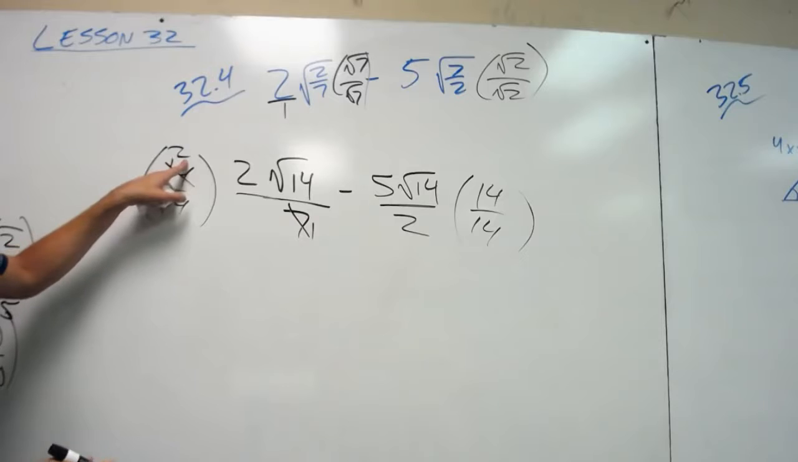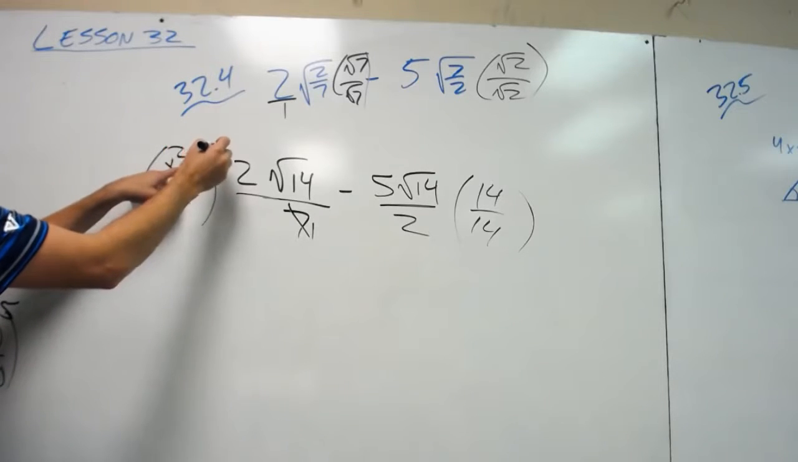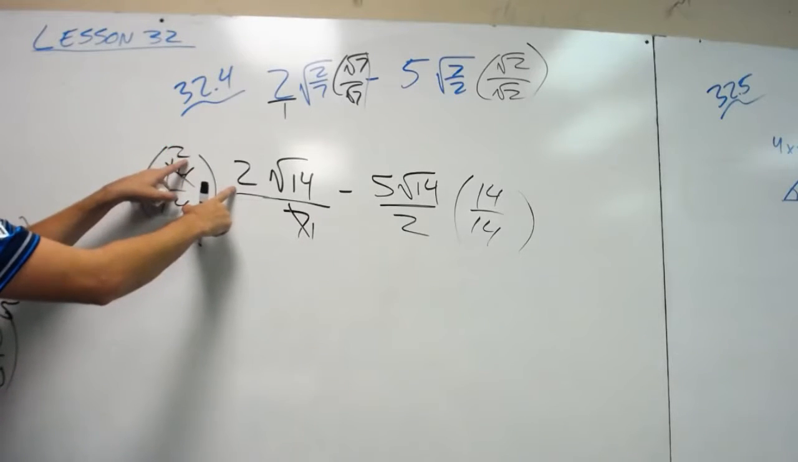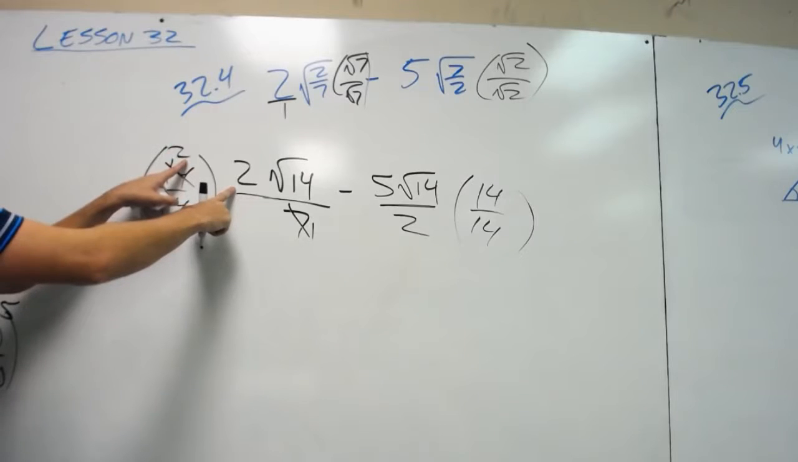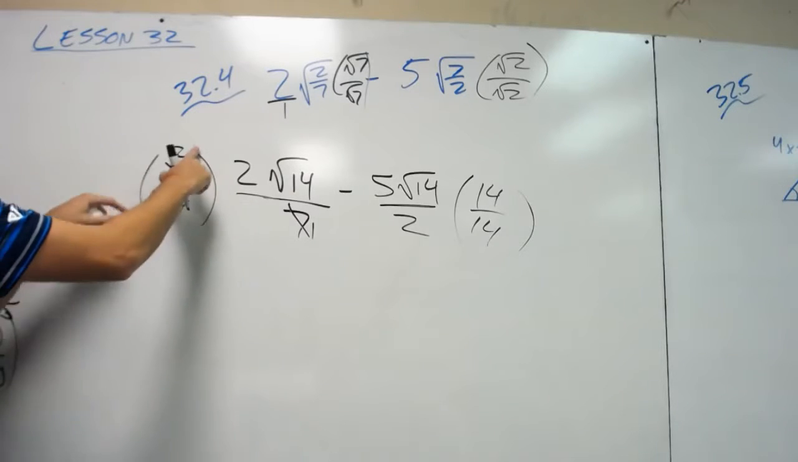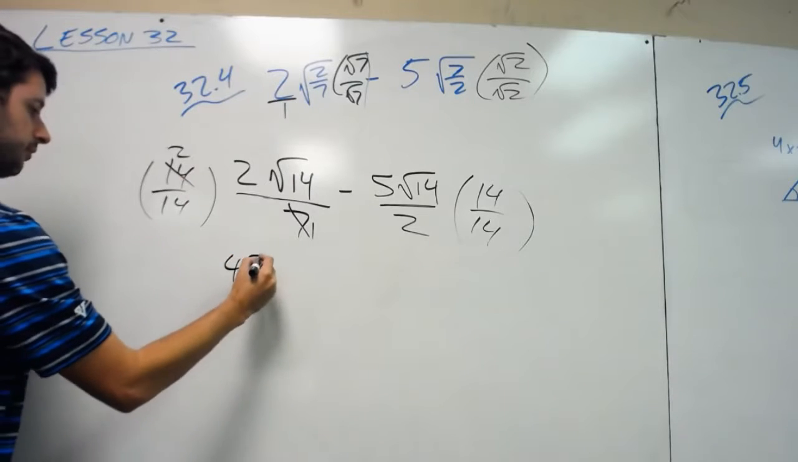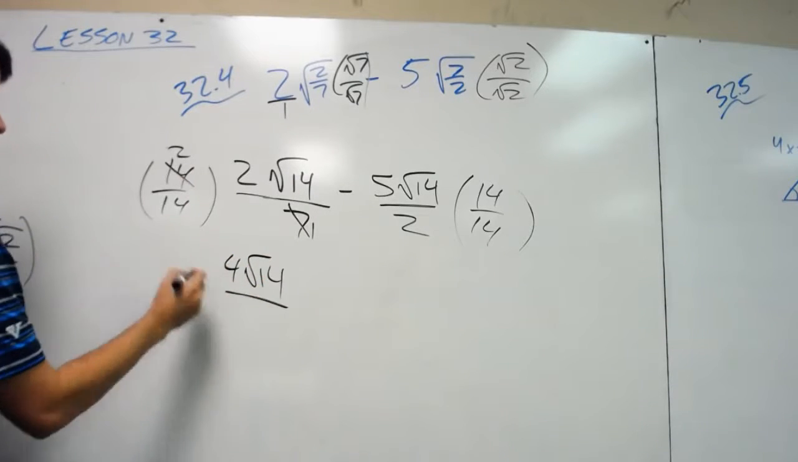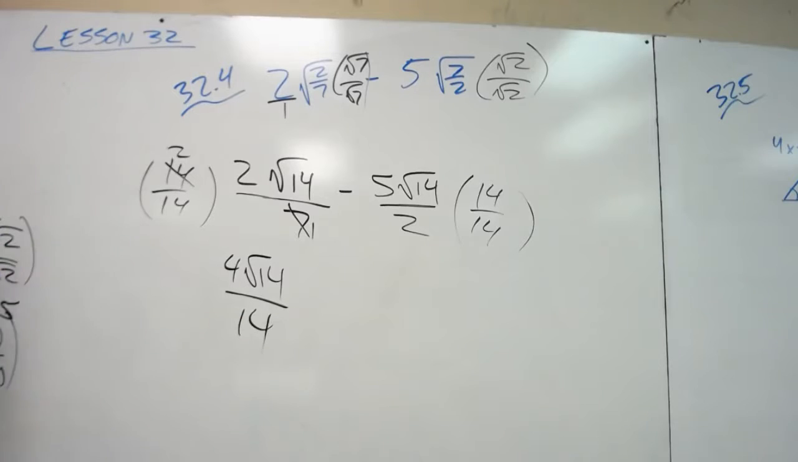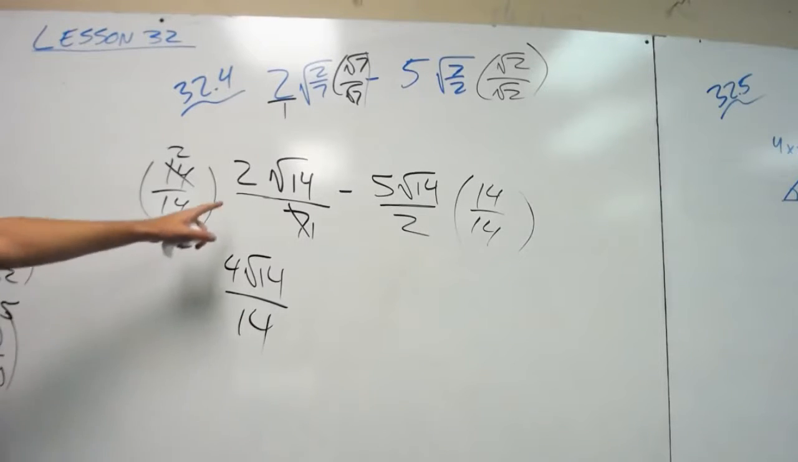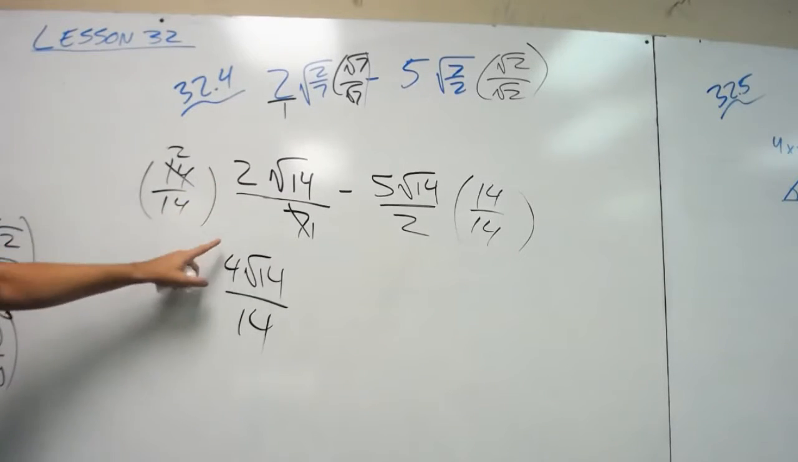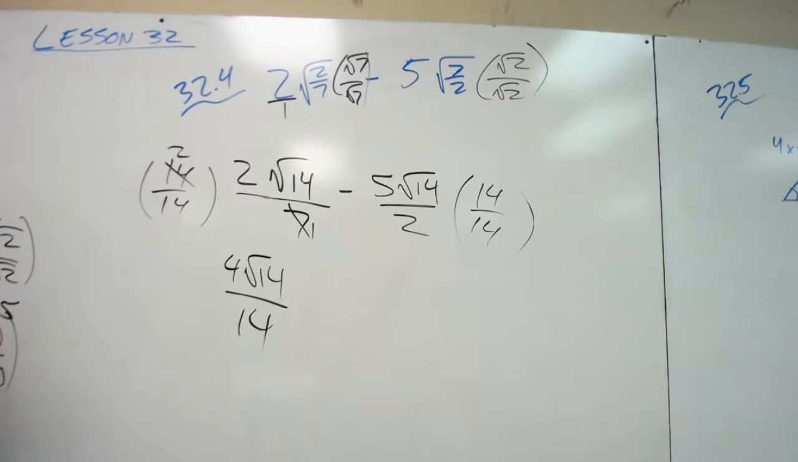On both sides, 7 and 14 can reduce to 1 and 2. Now we do actually have this 2 and this 2 that need to be multiplied. So 2 times 2 would be 4, radical 14 on the top, over 14 in the denominator. Notice, once again, 2 over 7 is the same thing as 4 over 14. We just doubled it, essentially.